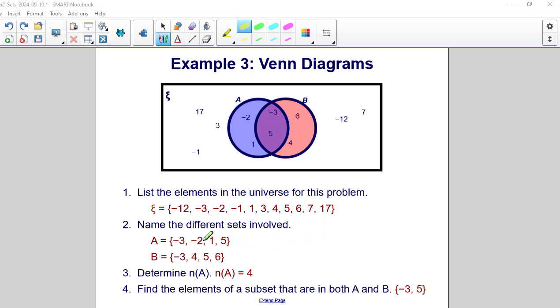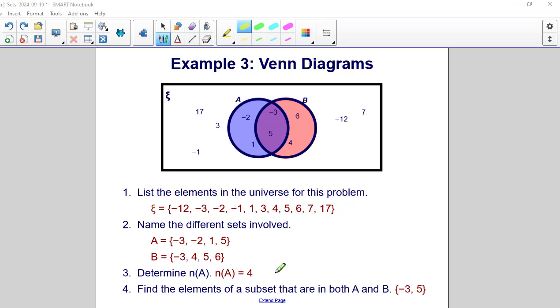Number 2, naming the different sets involved, you should have written down set A is negative 3, negative 2, 1, and 5. All the numbers within the circle A right here. Set B is defined as negative 3, 4, 5, and 6. Again, all the numbers within the circle here. You'll notice that negative 3 and 5 are in both sets A and B, so they are in the intersection of sets A and B.